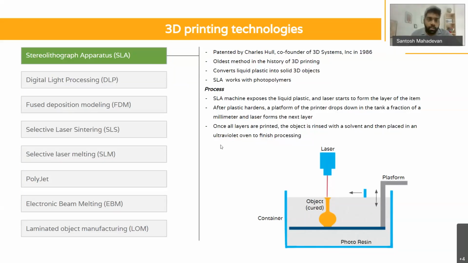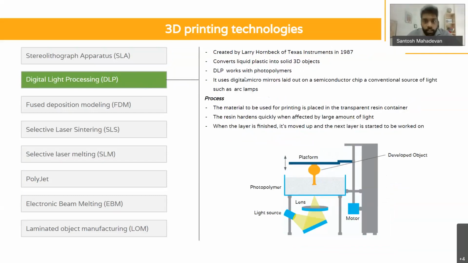Right. So moving on from SLA, let's move on to digital light processing. Now DLP is very similar to SLA in that it also makes use of photopolymer. By now you must have guessed that a 3D printing technique requires two things. One is a material, and second is a science to combine that material to form an object or a solid out of it.